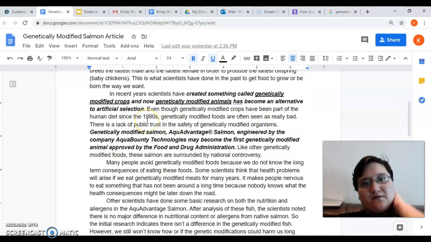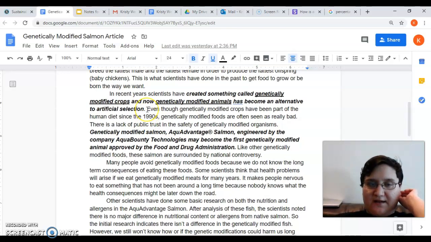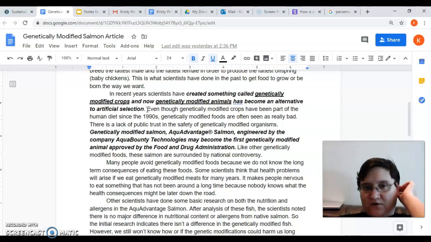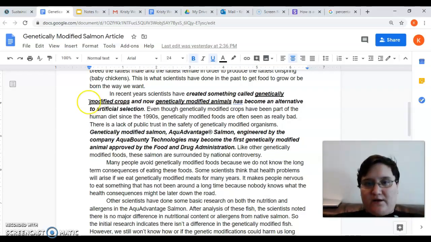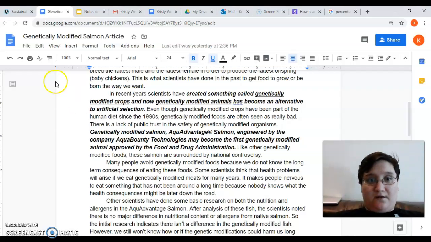Okay, so in recent years, scientists have created something called genetically modified crops, and now genetically modified animals, like salmon, have become an alternative to artificial selection. So in a lot of ways, genetically modified organisms have replaced artificial selection.